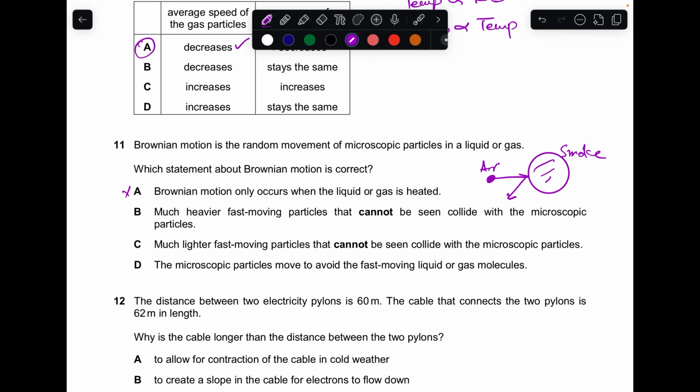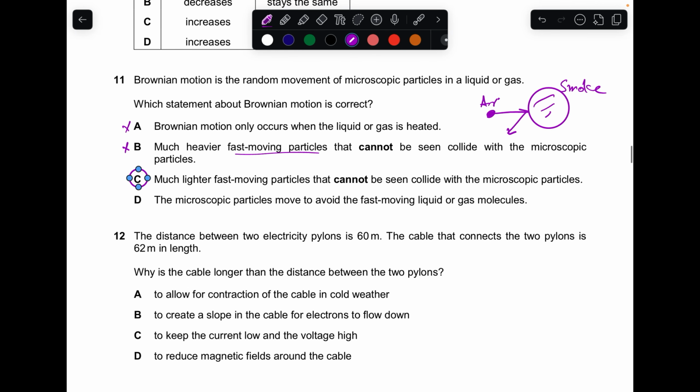So A is not the option. Much heavier fast moving particles that cannot be seen collide, no, they are not much heavier, they are lighter particles. C, much lighter fast moving particles that cannot be seen collide with the microscopic particle. Yes, they are much lighter and fast particles colliding with the microscopic particle. D is also not an option. Okay, the microscopic particle moves to avoid the fast moving. No, this is not the option.